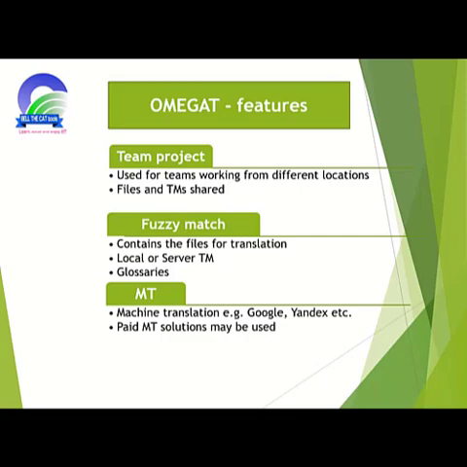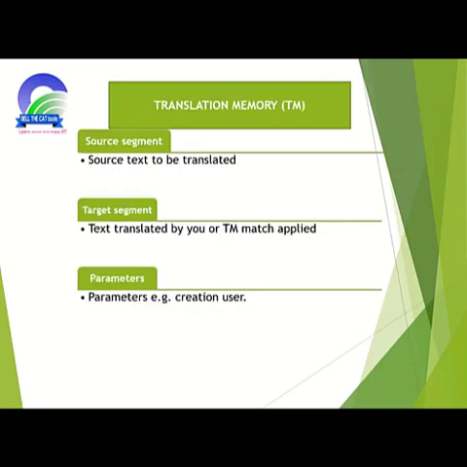Next, machine translation. OmegaT supports machine translation like Google or Microsoft Translation, but only paid machine translation solutions may be used in OmegaT. You can't use free MT in OmegaT. Next, what is a translation memory? I have already explained. It has the source text to be translated and the target text that you are going to translate, or if it is a match, it will be applied automatically by the CAT tool, and parameters like user, date of creation, and number of times the segment is used.